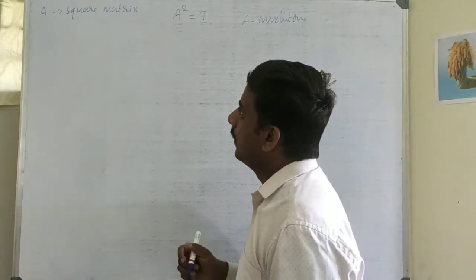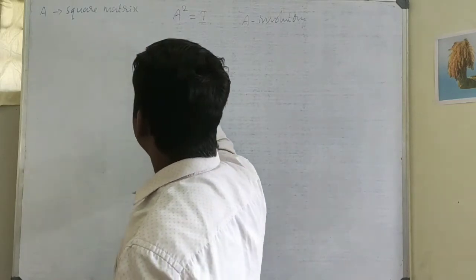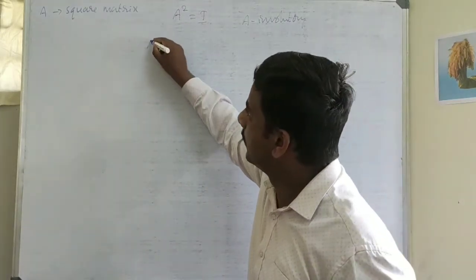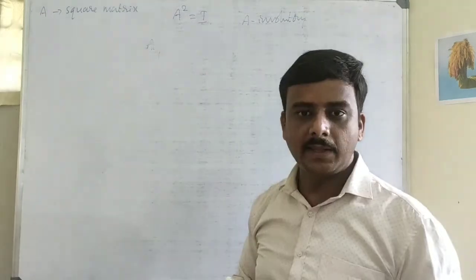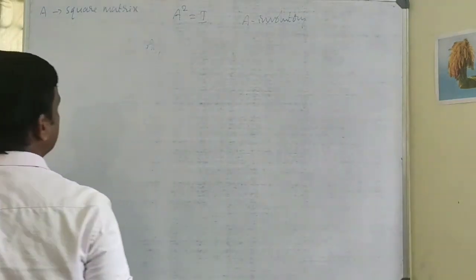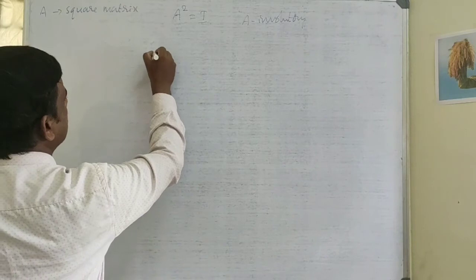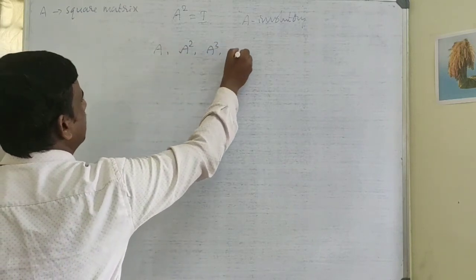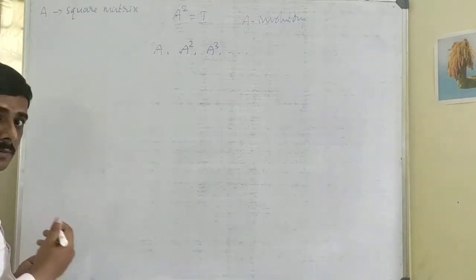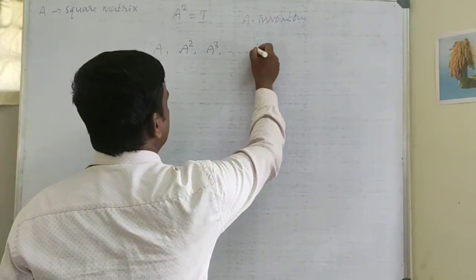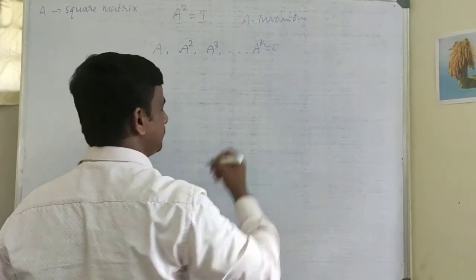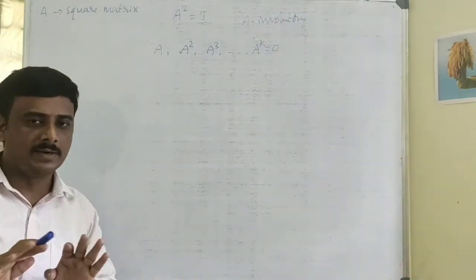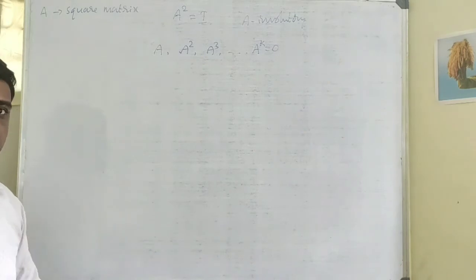Next, we have the nilpotent matrix concept. Say I have a square matrix A. I'll multiply A with itself. Multiplying A with itself, I'll get A square, then multiplying again A cube, and so on. For some positive integer k, you may get A power k equal to 0. You may get it or may not. If you don't get it, then the matrix A is non-nilpotent.